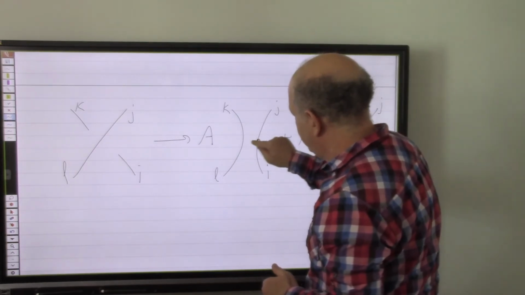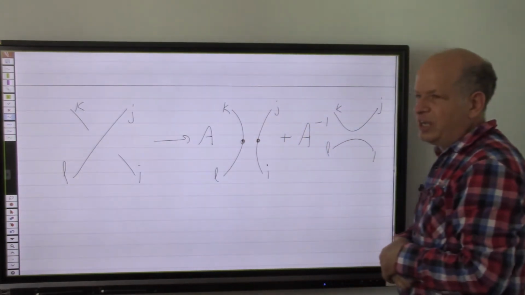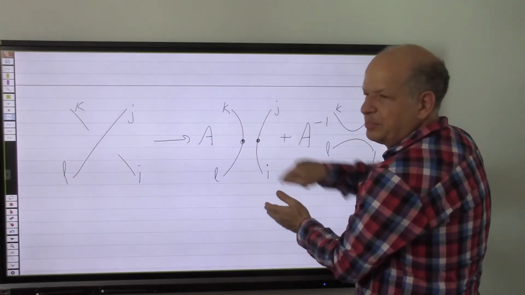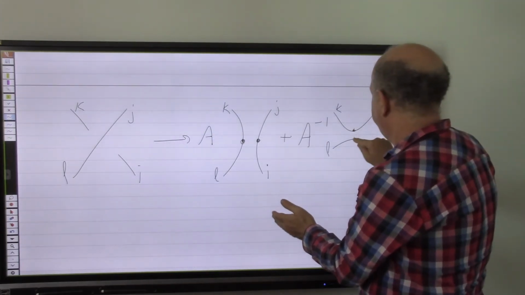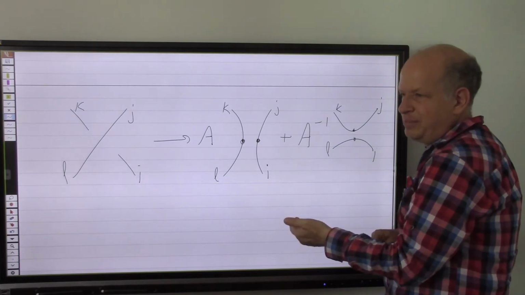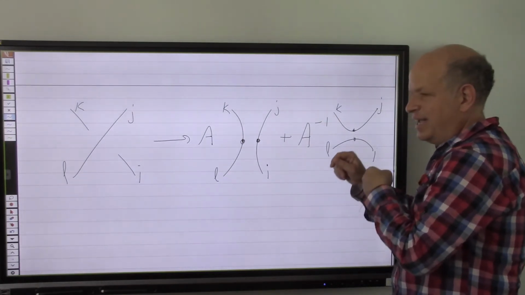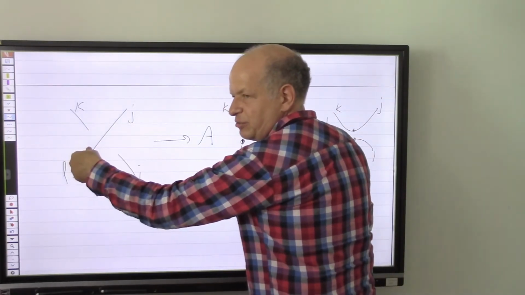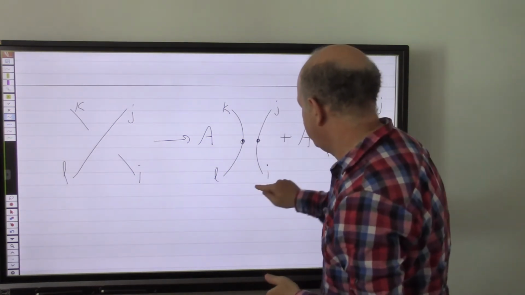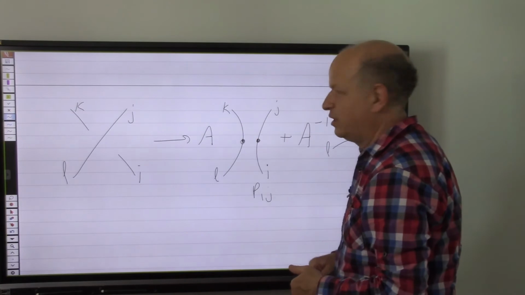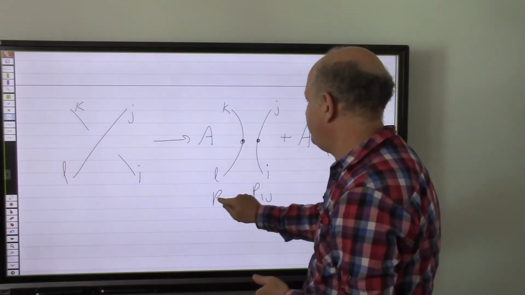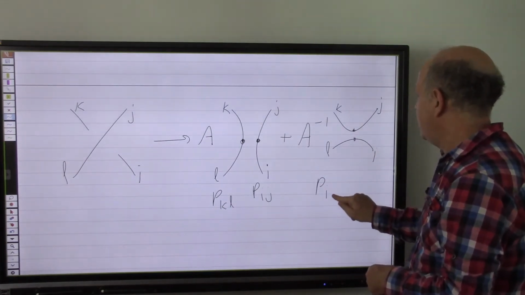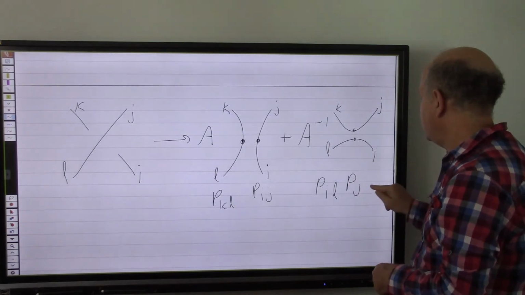So what I'll do, I'll introduce a vertex in the middle of every edge. And now these are distinct edges that are connected by vertices. And likewise here. So I need to invent a name for a vertex that connects two edges, as opposed to a vertex that connects four edges, which is a crossing. So I will call such a thing a PIJ. So this will be PIJ PKL, and this will be PIL, PJK.